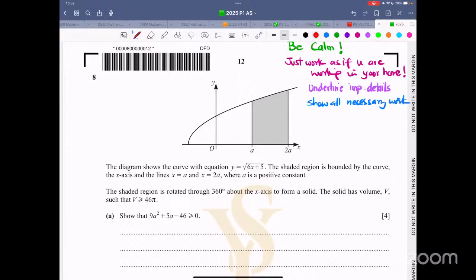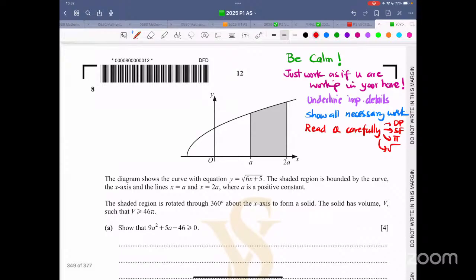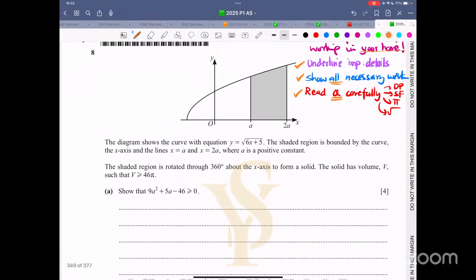And the fifth thing, read the question carefully. Whether it's about decimal places, significant figures, in terms of pi, in terms of surds, and so on. So these are some of the important pointers. Be calm, work as if you are working from your home, underline important details, show all necessary working. Everything that I'm doing is necessary. Read the question carefully. What exactly are they asking for? What is the demand of the question?